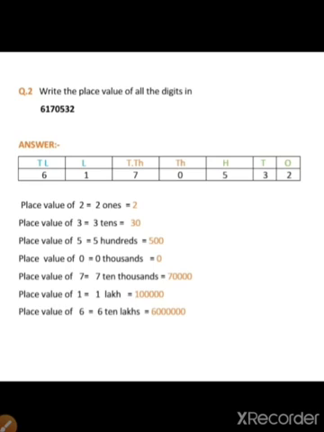Next digit is 1. It is in lakhs column, or in lakhs place. So place value of 1 is 1 lakh, means 1 followed by 5 zeros. Next digit is 6. It is in ten lakhs place. So place value of 6 is 60 lakhs, means 6 followed by 6 zeros.